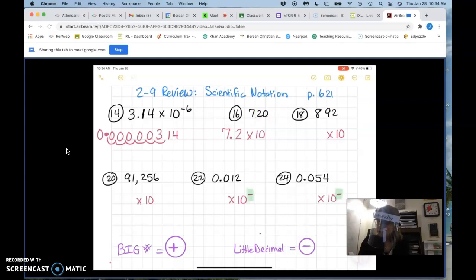So my exponent is a 2 because I moved my decimal 2 places to get 7.2. What number are we going to make on 18?